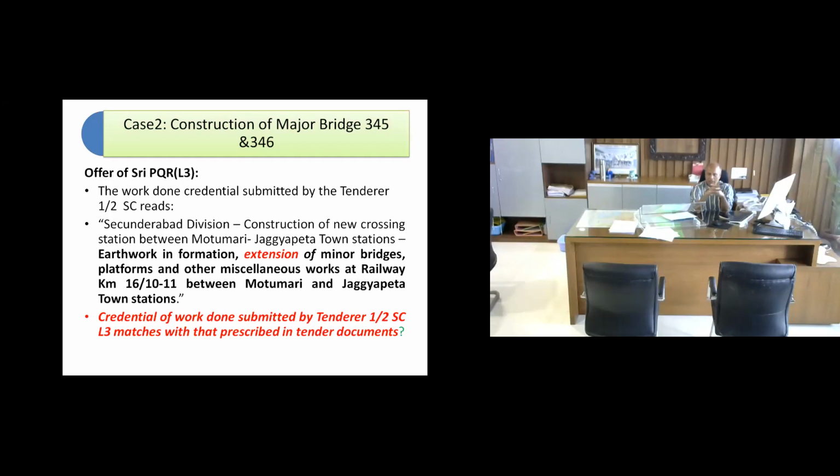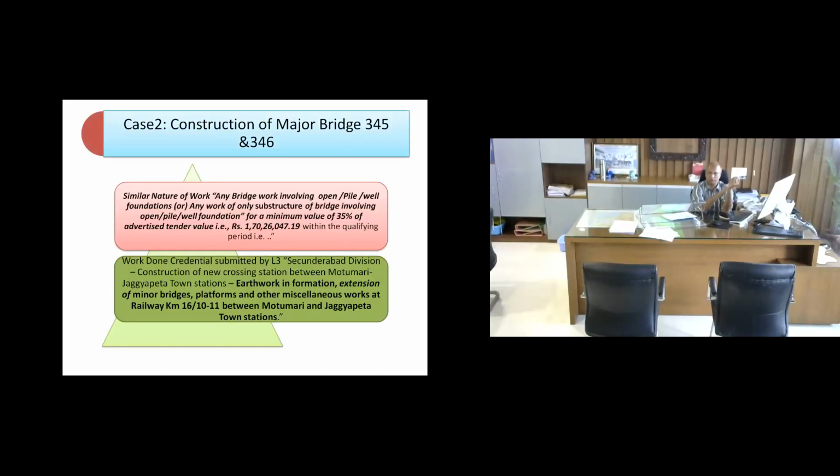This is the work credential that L3 had submitted. It was a work of earthwork, formation, extension of major bridges, platform, and other miscellaneous works at railway kilometer so and so. The credential submitted by the tenderer, as has been observed by finance also, doesn't match exactly with the prescribed requirement in the tender document, because the similar nature of work is this, and the work that he has done is this.